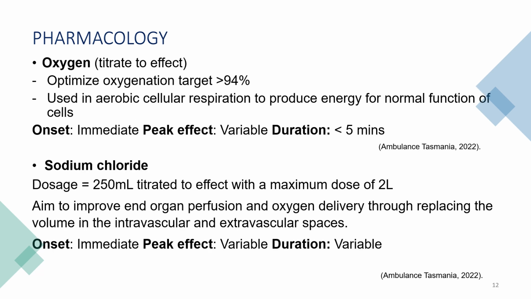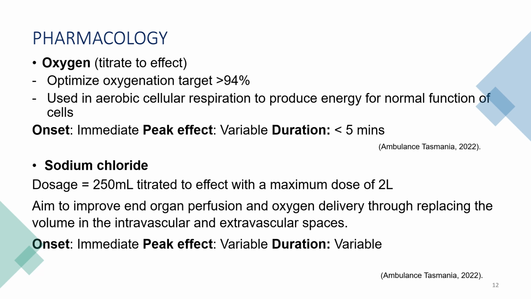Oxygen is used in aerobic cellular respiration to produce energy for normal function of all cells. Aim in treatment is to optimize oxygenation, with the target being greater than 94%. In regards to pharmacokinetics, again, the onset of action is immediate, peak effects are variable, and duration is less than 5 minutes.